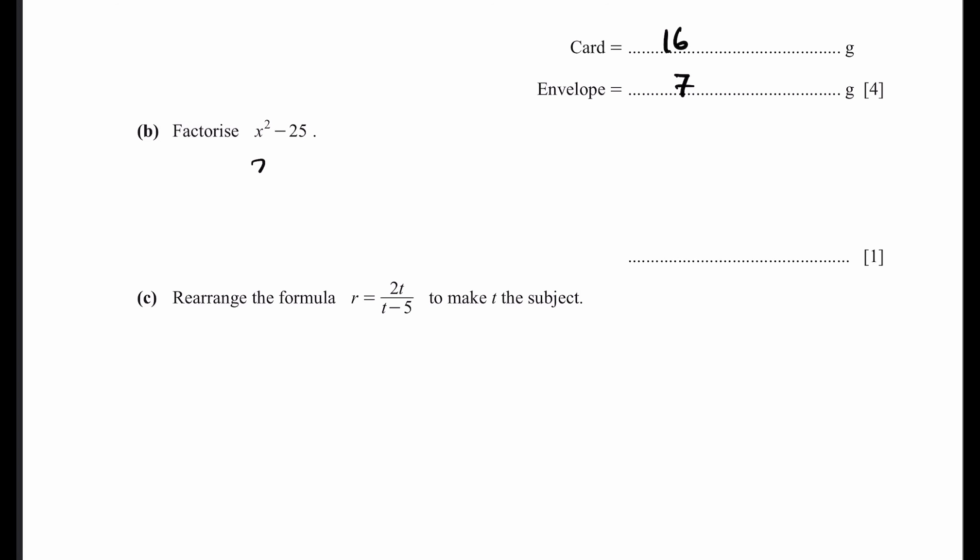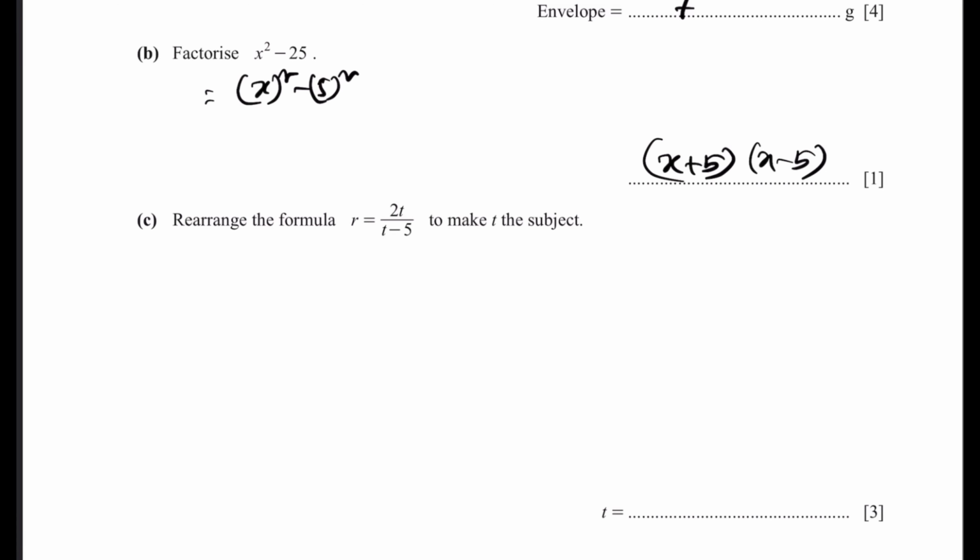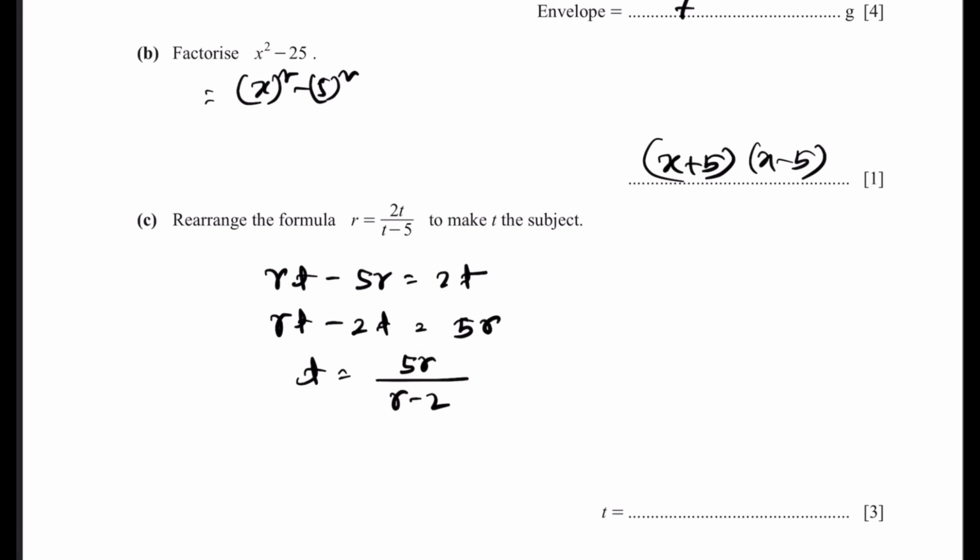We know the formula a squared minus b squared, so that is a plus b into a minus b. And then we can simplify this one to make t the subject. Let me multiply: rt minus 5r equals 2t. So rt minus 2t equals 5r. So t equals 5r divided by r minus 2. So this is 5r divided by r minus 2.